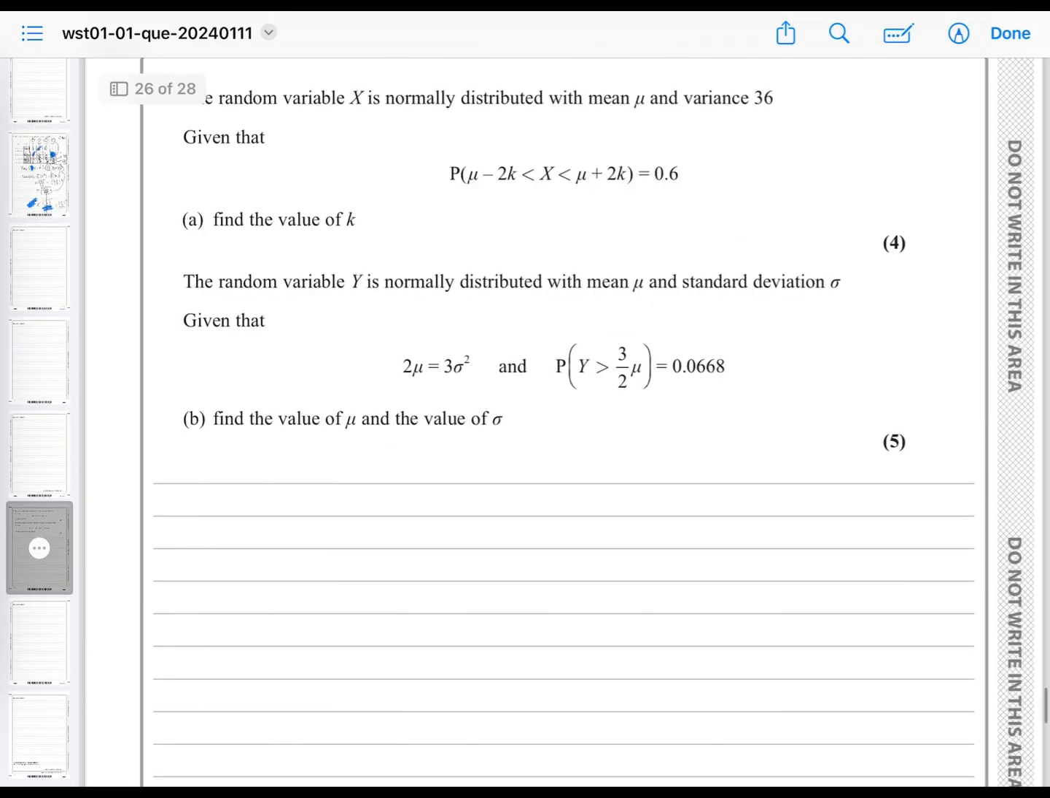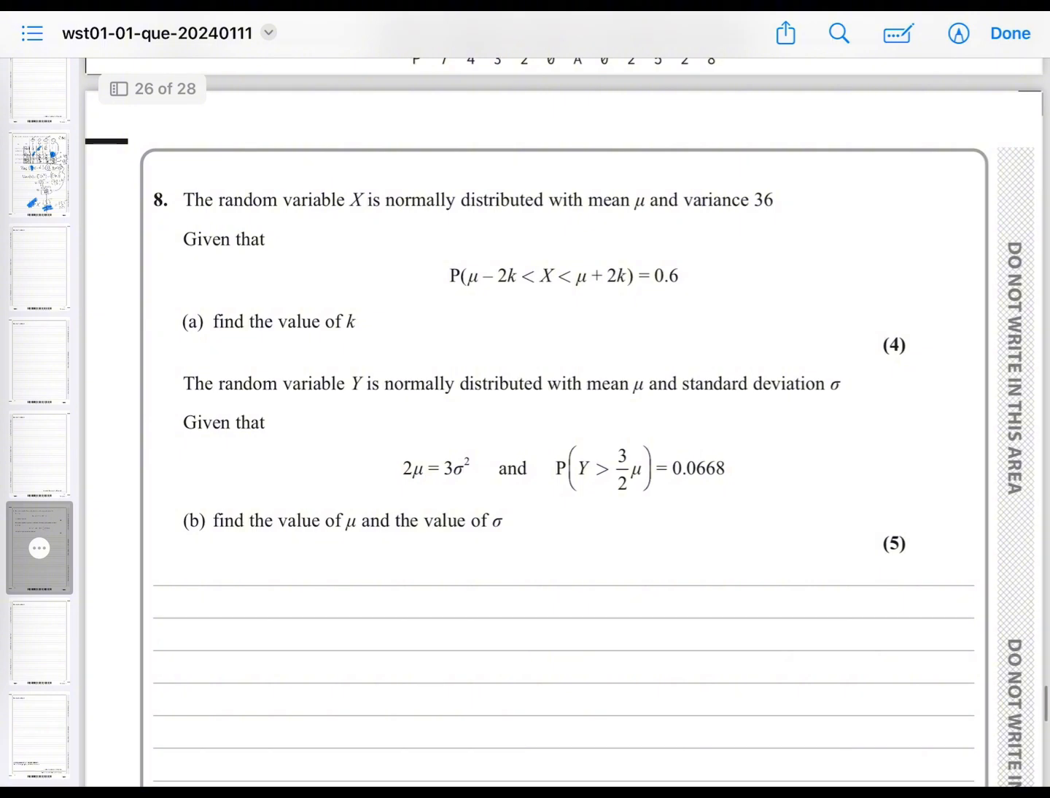The last question is here. The random variable x is normally distributed with mean mu and variance 36, given that the probability that x is in between mu minus 2k and mu plus 2k is 0.6. Find the value for k.